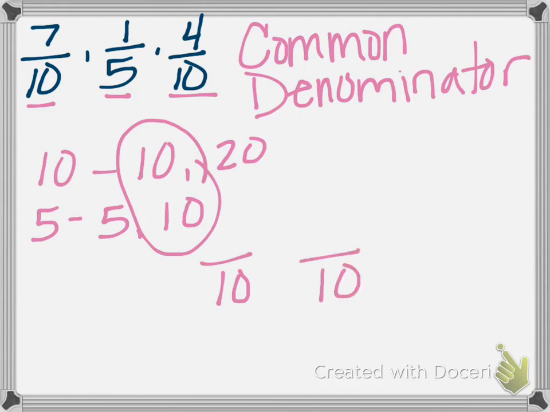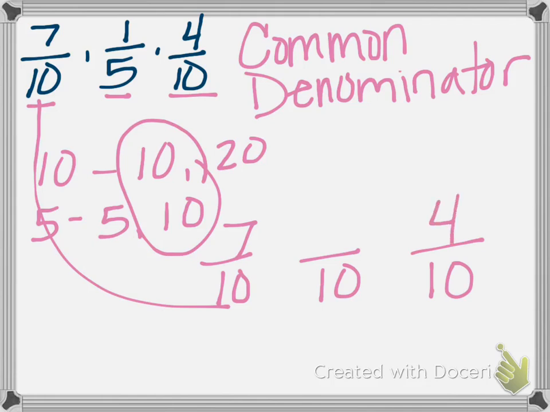So now I'm just going to prepare to rewrite these fractions as equivalent fractions. I don't need to do anything to 7/10 because 10 times 1 is 10, so 7 times 1 is 7. I don't need to do anything to 4/10 because, again, 10 times 1 is 10, so 4 times 1 is 4. So here, 5 times 2 is 10, so 1 times 2 is 2.